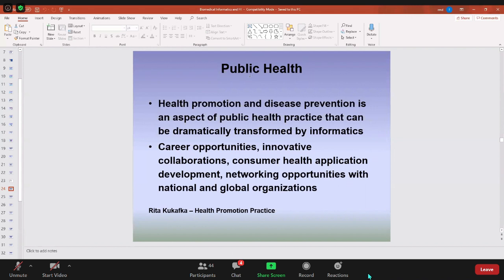So that's why the basic degree that serves before you can be an expert in public health is always the MBBS, the medical degree. Because you need that prior knowledge and information before you can actually be classified as a public health specialist. Public health encompasses health promotion and disease prevention, which is an aspect of public health practice that can be dramatically transformed by informatics.